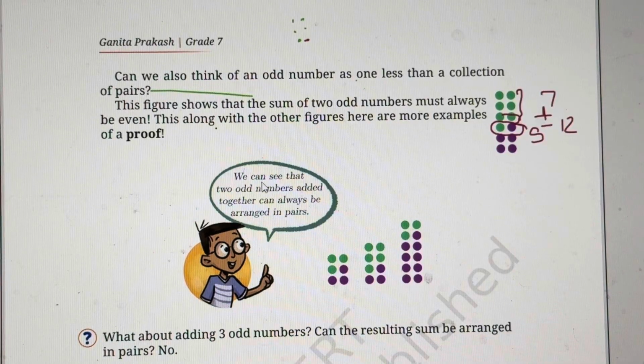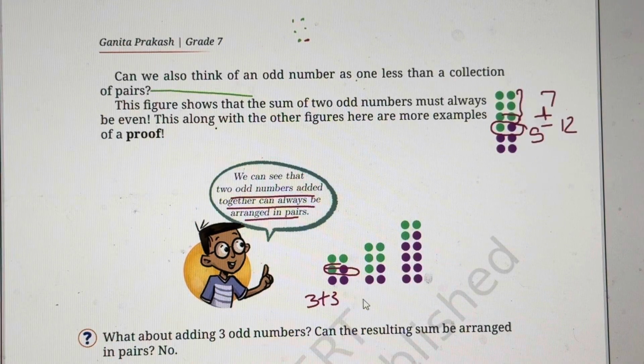So this is the conclusion. We can see that two odd numbers added together can always be arranged in pairs. Right? You can see more examples. So 3 plus 3, both are odd numbers. This is representing 3 plus 3. So it is giving 6. Right? Just identify the pair.